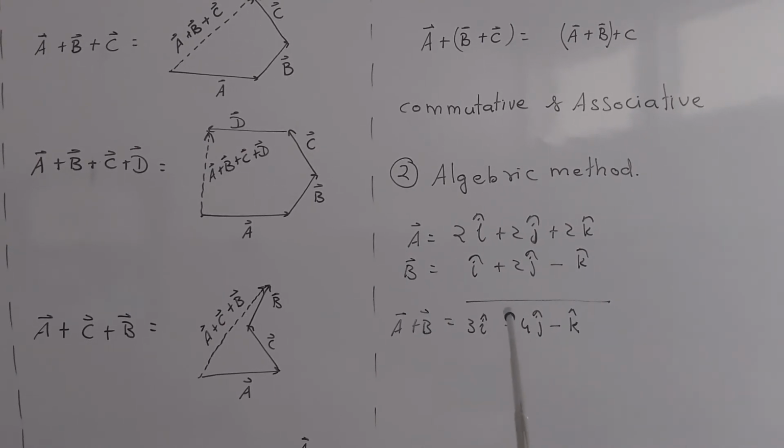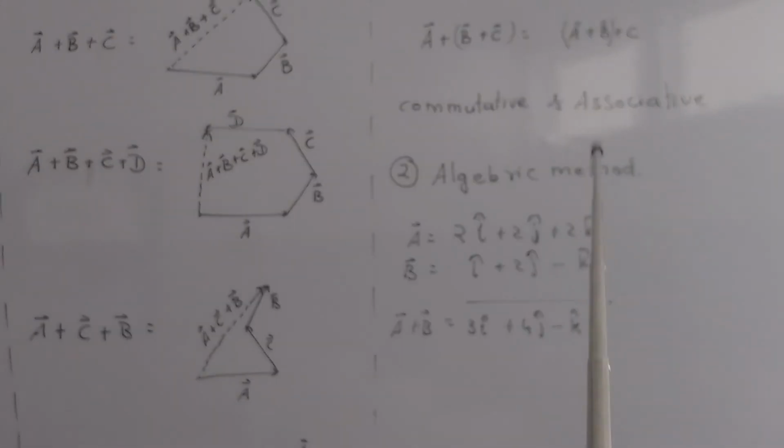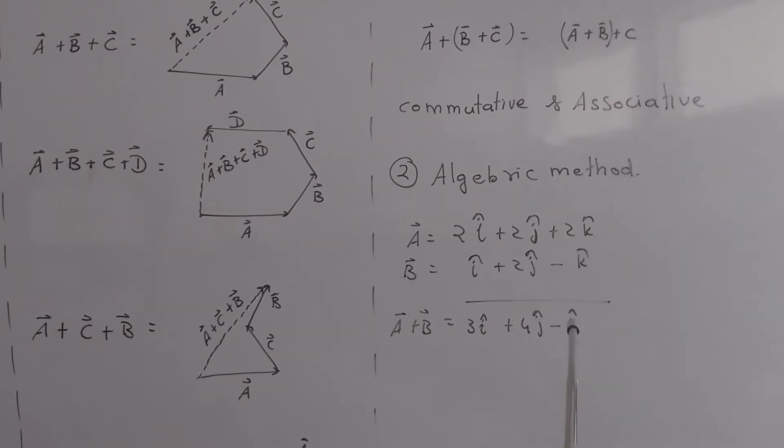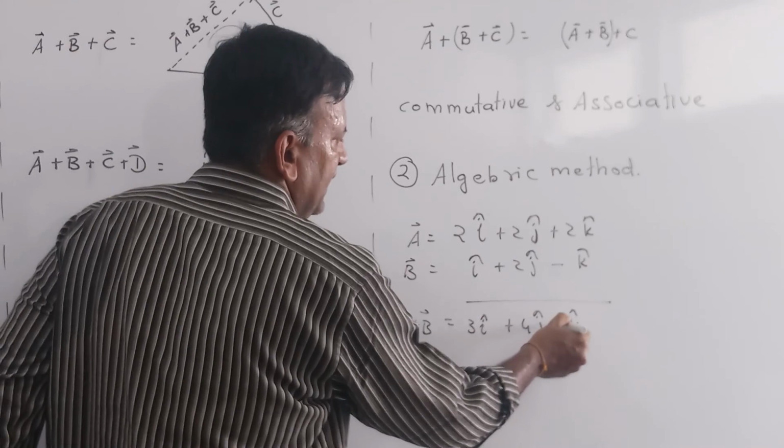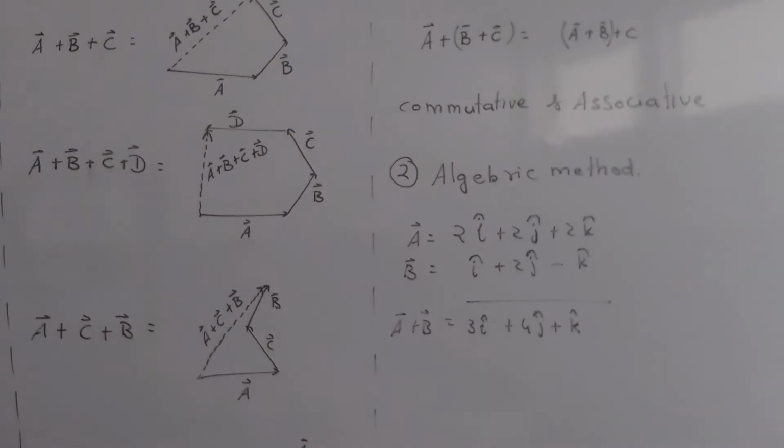Okay, algebraic method. Vector A is given, vector B is given. Now it is very simple addition. What should you do to find vector A plus vector B? Add these. 2i cap plus i cap is 3i cap. 2j cap plus 2j cap is 4j cap. And finally 2k cap minus k cap is what? It's plus k cap, since 2 minus 1 is equal to 1.